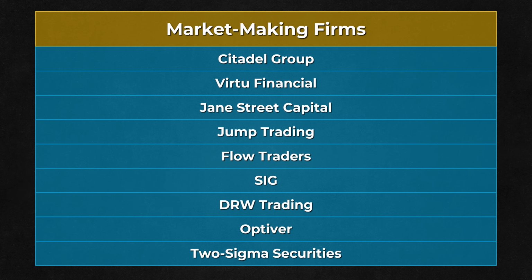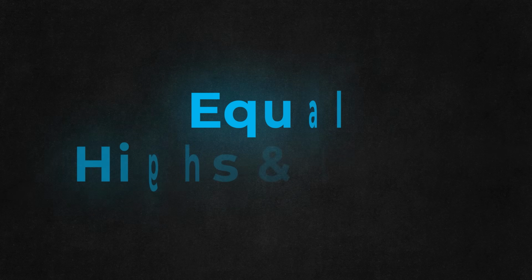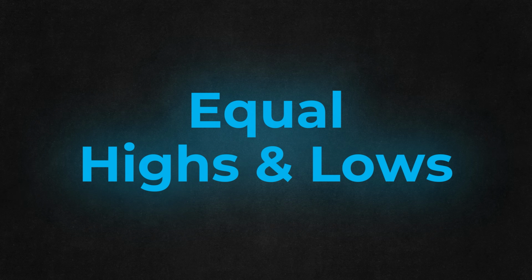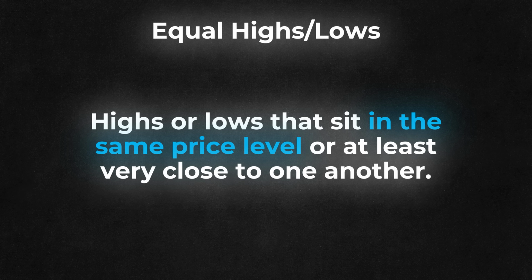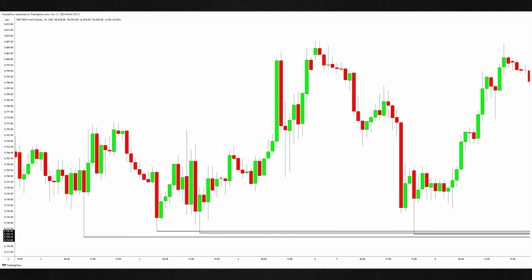Let's move on to another ICT concept called equal highs and lows. Equal highs and lows are highs or lows that sit in the same price level or at least very close to one another. For example, in this chart, I marked a bunch of lows that happen around the same level, creating a cluster of lows.